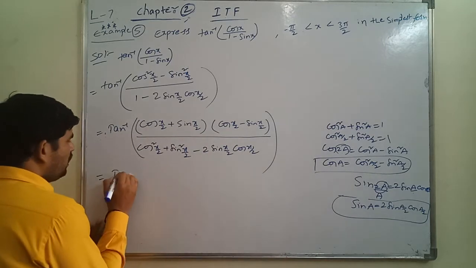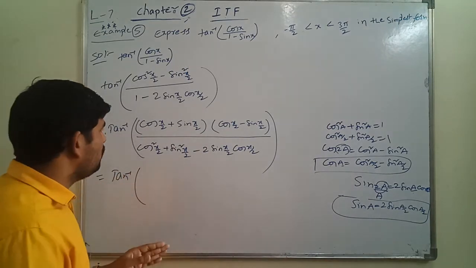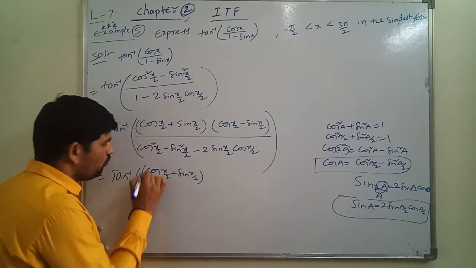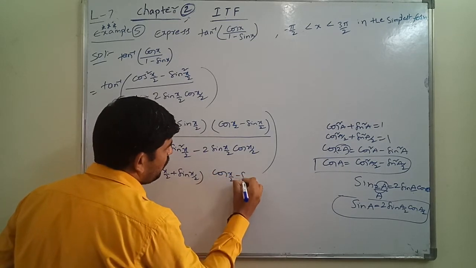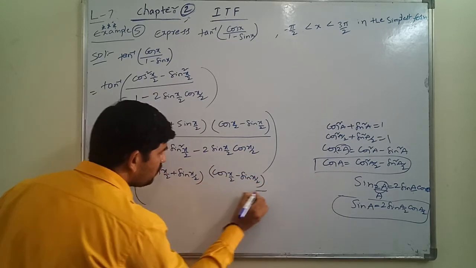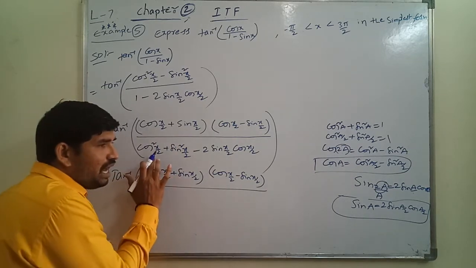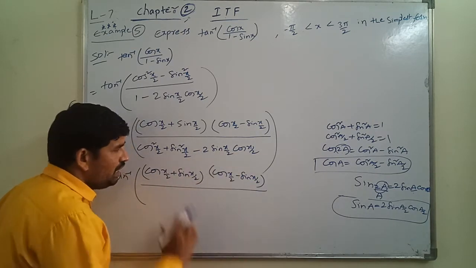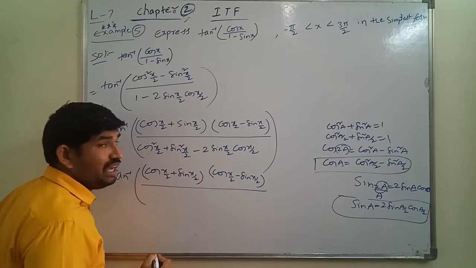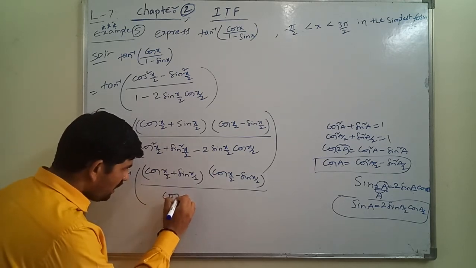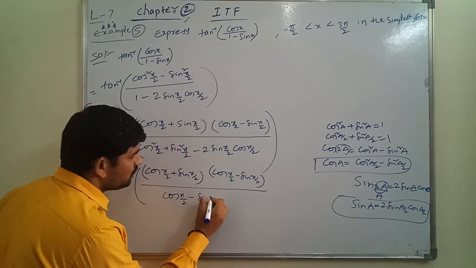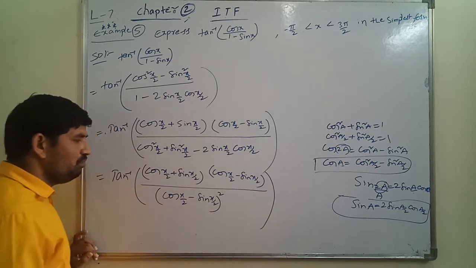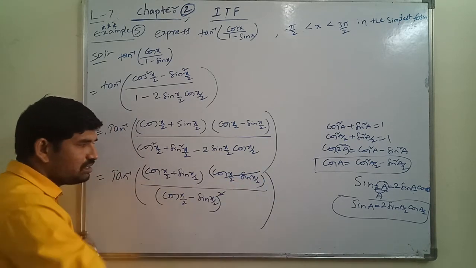See here, tan inverse of, having cos x by 2 plus sin x by 2 into cos x by 2 minus sin x by 2. Yes. In the denominator, this is again one more formula, a square plus b square minus 2ab. Yes or no? a square plus b square minus 2ab is nothing but a minus b whole square or not? That's why a is cos x by 2, b is sin x by 2, whole square. Sir, what is the use of this you are writing here? Means, sir, once this part gets cancelled or not?